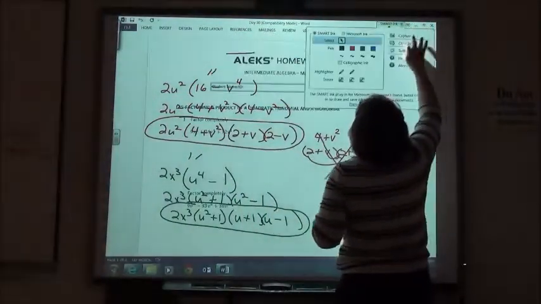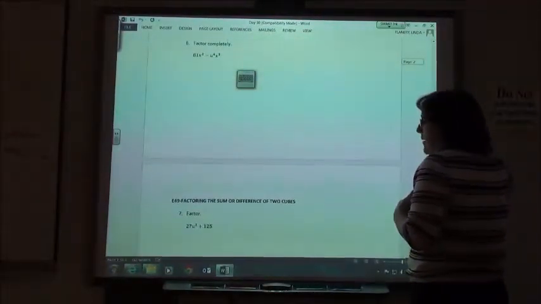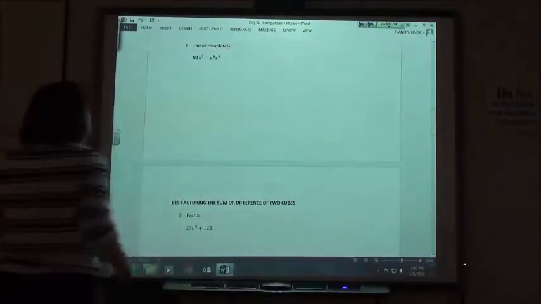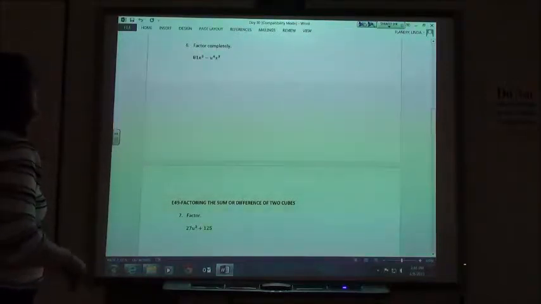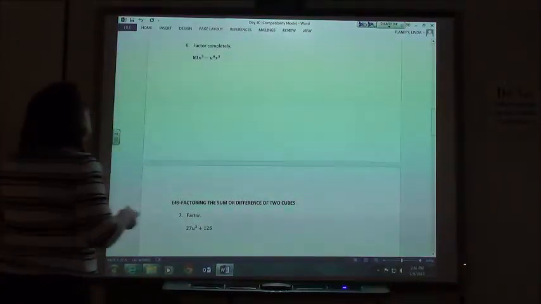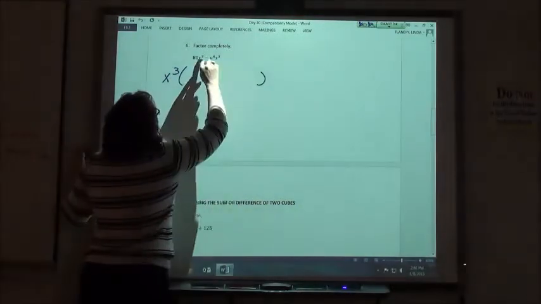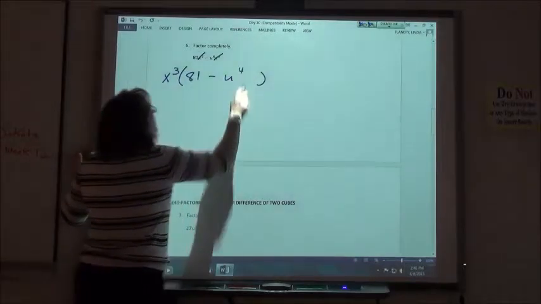Number 6 is going to be the same kind of thing. Again, it starts out and says factor completely. So in this case, I don't have a number in common because I have an 81 and a 1 that's not written there. But they both have an x to the third in common. So x cubed comes out. If I take the x cubed out of both of those, I get 81 minus u to the fourth.